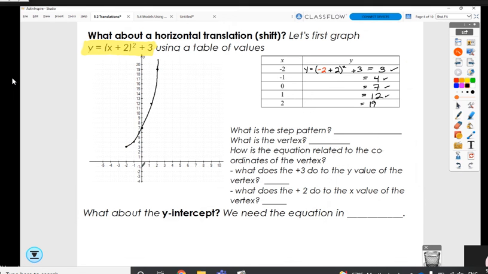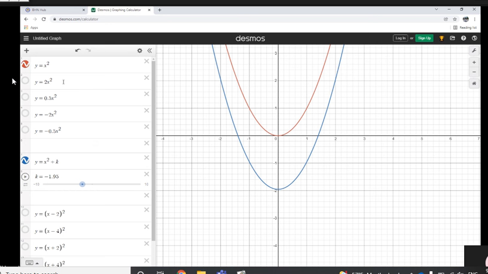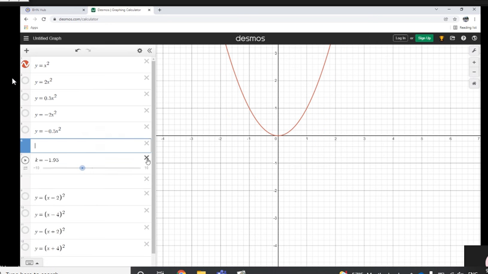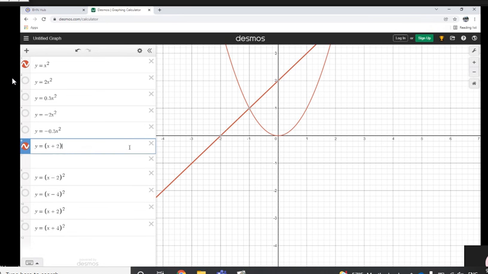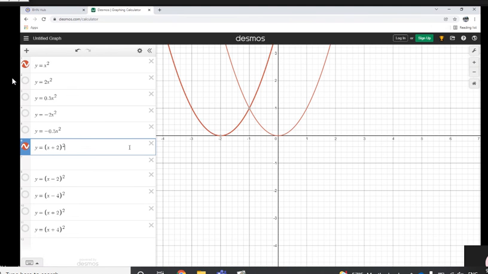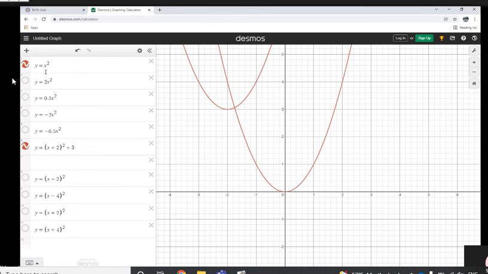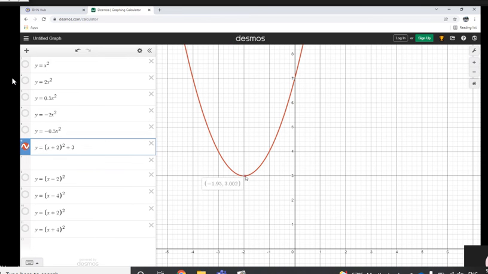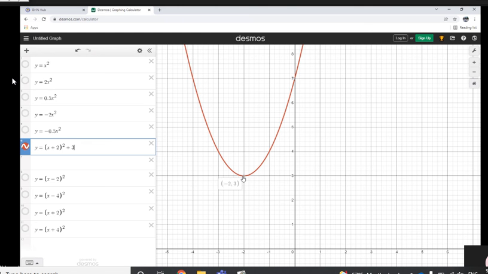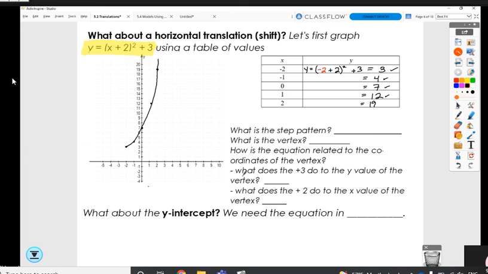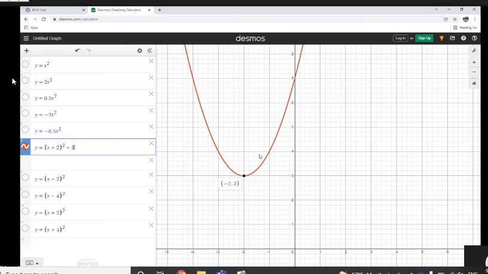Yeah? Let's go on Desmos and really look at this thing. We got y equals (x plus 2) squared plus 3. Okay. Notice over here, -2 comma 3. That's our new vertex.